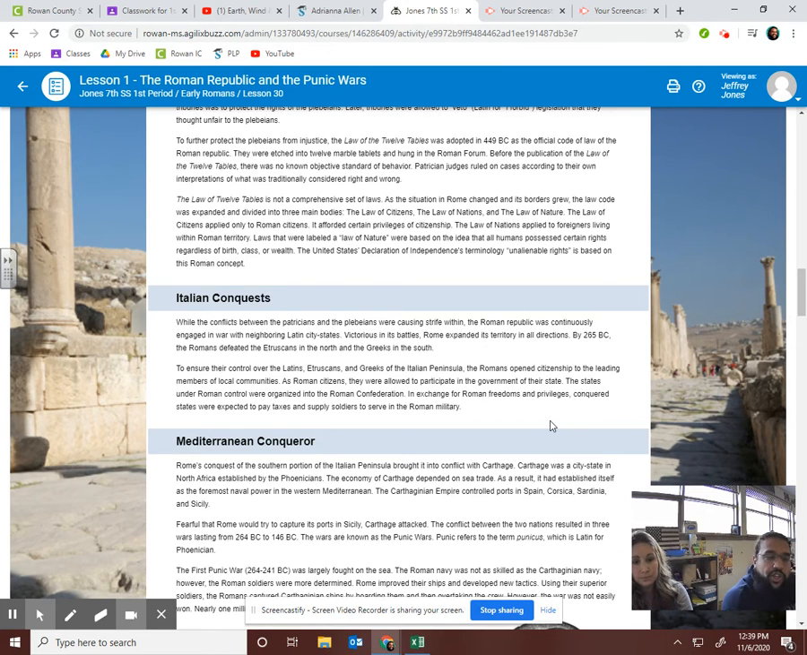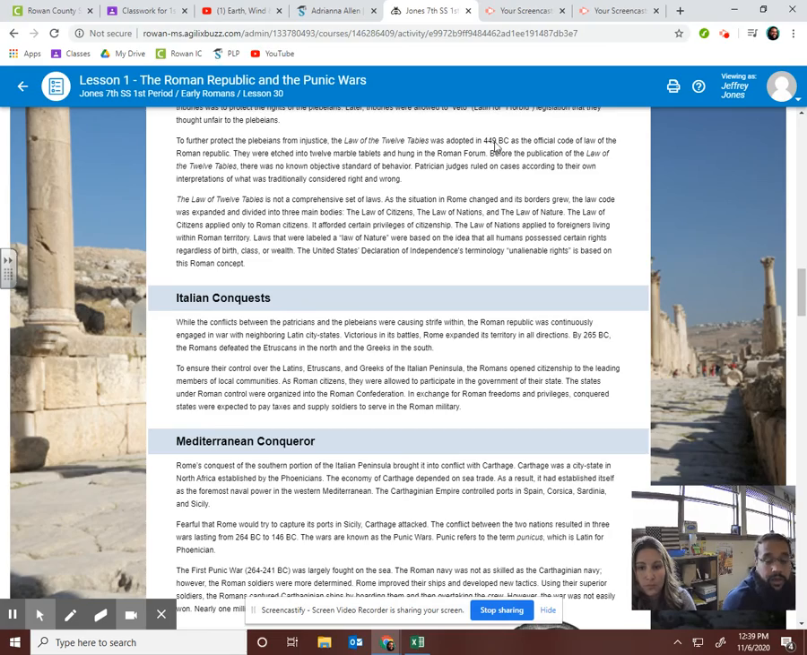Okay, so to ensure their control over the Latins, Etruscans, and Greeks of the Italian peninsula, the Romans opened citizenship to the leading members of local communities. As Roman citizens, they were allowed to participate in the government of their state. The states under Roman control were organized into the Roman Confederation. In exchange for Roman freedoms and privileges, conquered states were expected to pay taxes and supply soldiers that would serve in the Roman military.